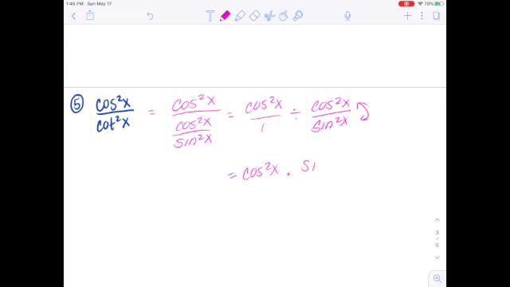Cosine squared of x multiplied by sine squared of x divided by cosine squared of x, and you see that drops out real nice, and you're left with sine squared of x.